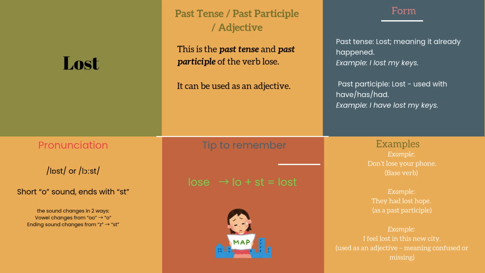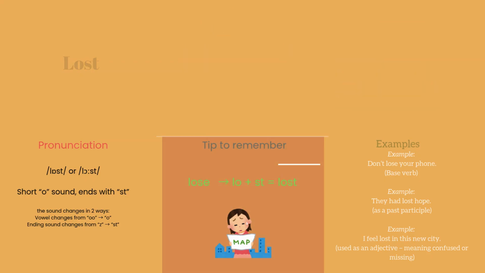Examples: don't lose your phone. This is the base verb version. Next, they had lost hope. This is used as the past participle form. And lastly, I feel lost in this new city. This is when it's used as an adjective, meaning to be confused or missing.